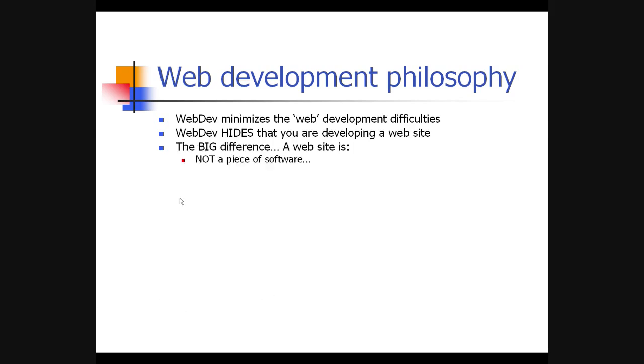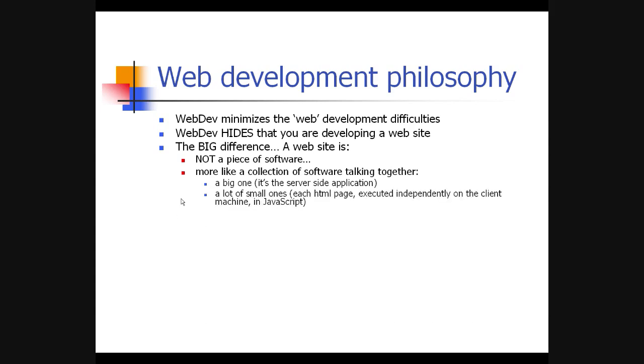A website is not a piece of software. It's not. A website is more something like a collection of software talking together. Try to imagine that. You have one big software. It's the server-side application. It's just running on the server. And then you have a lot of small software, very, very small. In fact, it's each HTML page. And each of those is executed independently on the client machine in JavaScript.